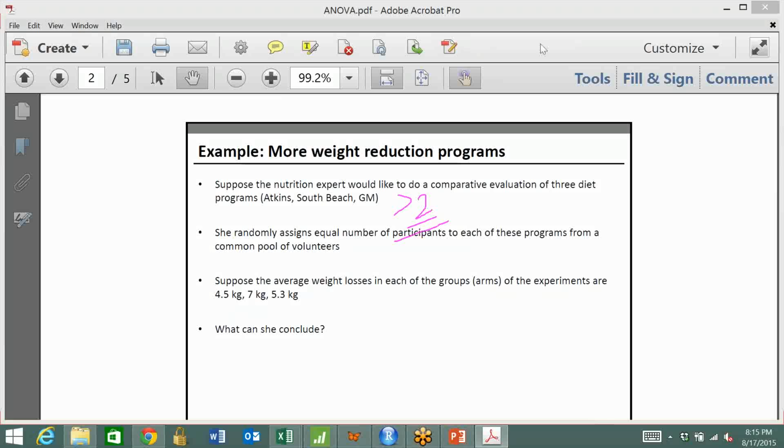Who is doing a good job, or which diet program is better? Atkins, South Beach, or GM? And you have the average, the mean weight loss of these 3 diet programs. It looks better. Once again, we will not go with the pure numbers which are available here. We need to statistically evaluate this.